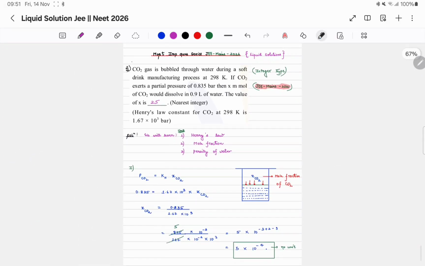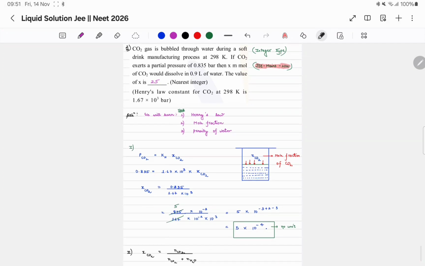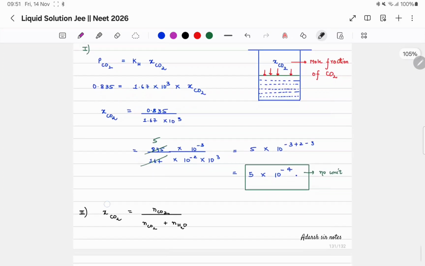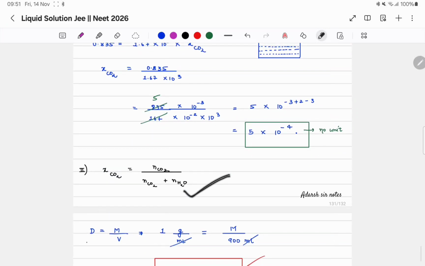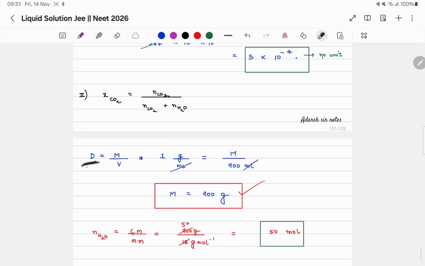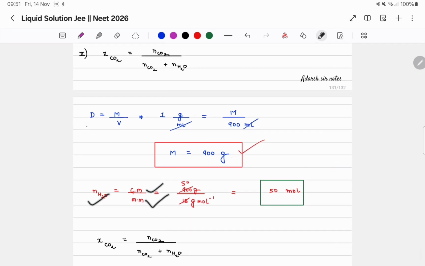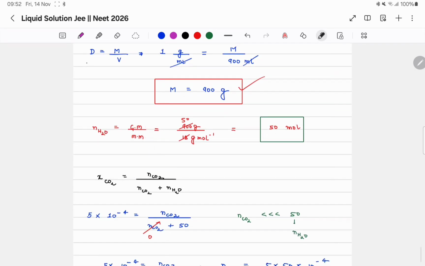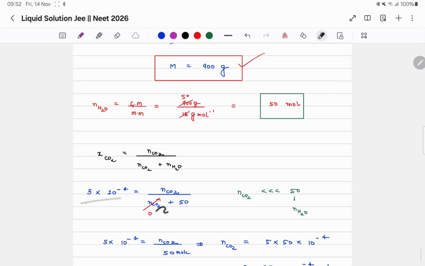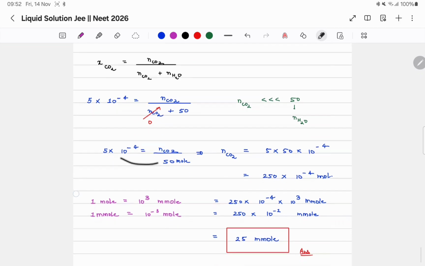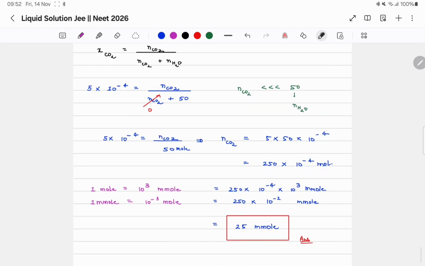So in this question we first wrote the formula. We understood the formula of Henry's law, we wrote it, and with the help of that we calculated the mole fraction of CO2. After calculating the mole fraction of CO2, I wrote the formula of mole fraction. Then with the help of density I calculated the mass of water, that is 900 gram. Then the number of moles of water is given by mass divided by molar mass. I calculated, I got 50 mole. Then in the same formula I put the mole fraction of CO2, moles of CO2 and water moles. Moles of CO2 got ignored. Then I put the value, cross-multiplication I have done. At last I got mole, but the examiner is asking millimole, so I know the relation 1 mole is equal to 10 to the power 3 millimole. I just put it, did the calculation, and got 25 millimole.